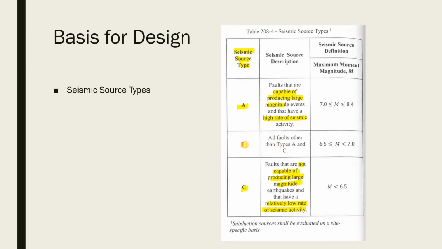And we also have the seismic source type B. Okay, all faults other than A and C. So we have here the maximum moment magnitude M na pwedeng ibigay. Sa A, we have greater than or equal to 7 but less than or equal to 8.4. Sa B, we have 6.5 to 7. And then sa source type C, we have magnitude less than 6.5.